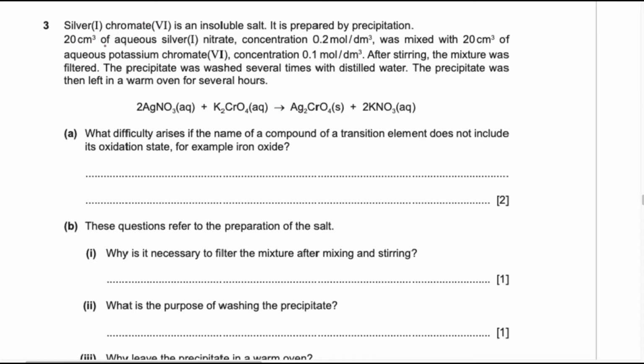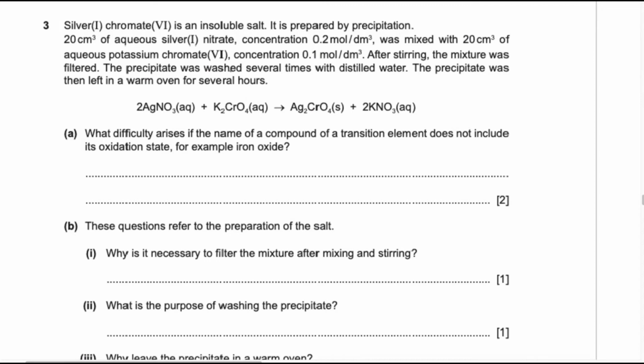Okay, 20 cm³ of aqueous silver(I) nitrate. One of the soluble salts must have the cation, another one must have the anion. Okay, so concentration 0.2 mol per dm³ was mixed with 20 cm³ of aqueous potassium chromate(VI), which is this one. So the second soluble salt has the anion, the chromate(VI). Concentration 0.1 mol per dm³. After stirring, the mixture was filtered to get the silver(I) chromate(VI).